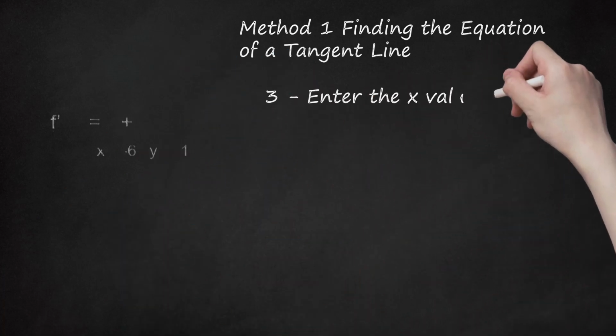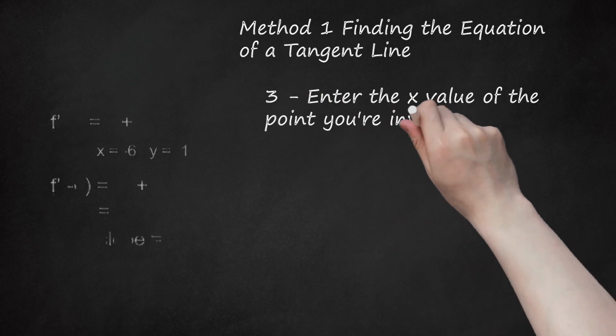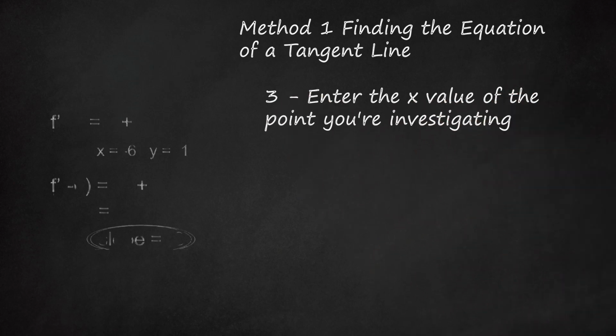3. Enter the x value of the point you're investigating. Read the problem to discover the coordinates of the point for which you're finding the tangent line. Enter the x-coordinate of this point into f'(x). The output is the slope of the tangent line at this point.